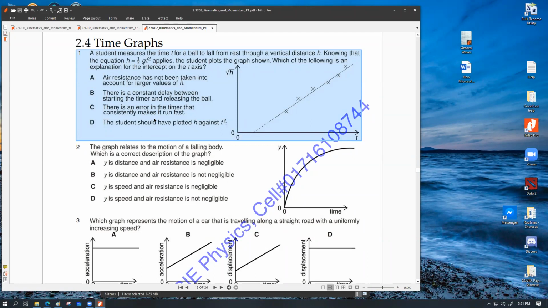That consistently makes it run fast would mean that you're not subjected to a systematic error in the sense of zero error, but you are. You have a systematic error that your total measured time is always larger than the actual time by a certain proportion.